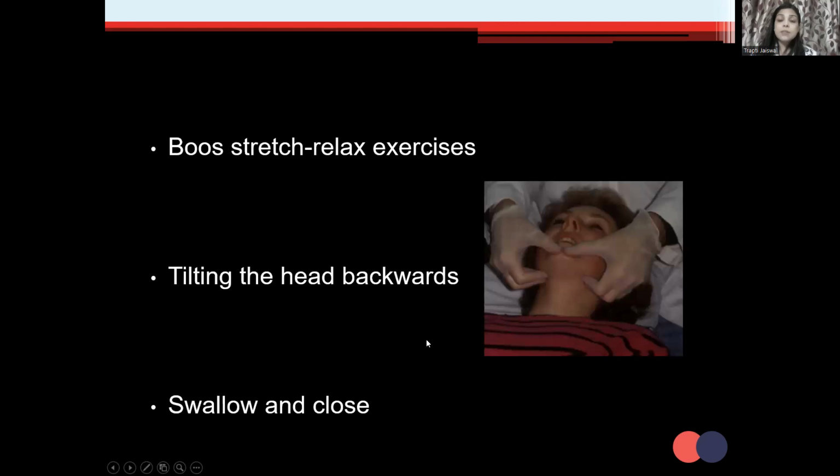Another method is to ask the patient to swallow and close. We know that functional movements like swallowing and chewing are performed at the centric relation position. So, by the swallowing movement, we can attain the centric relation position.